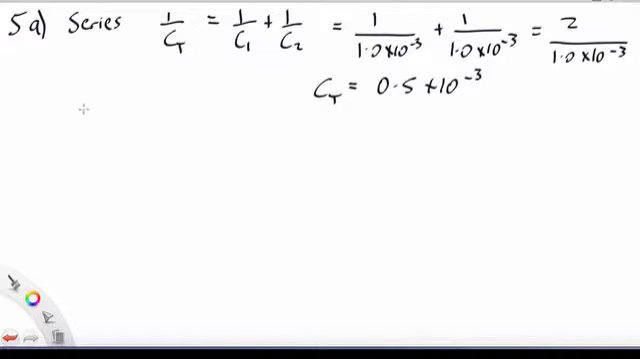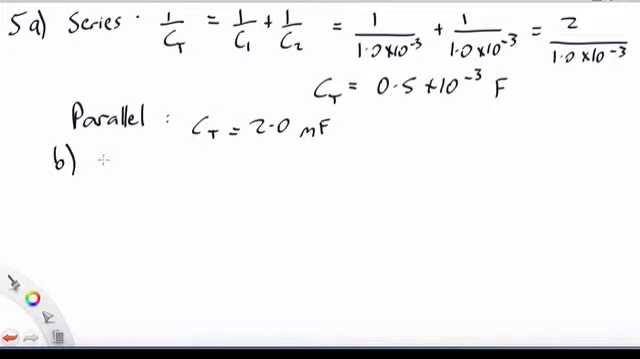Now, when they're in parallel, just like resistors in series, we simply add them. So the total is 2 millifarads.